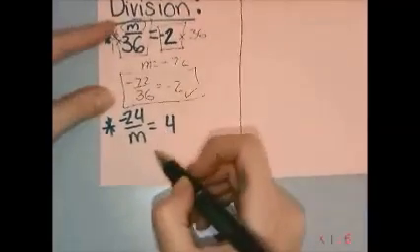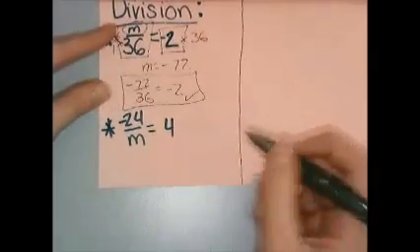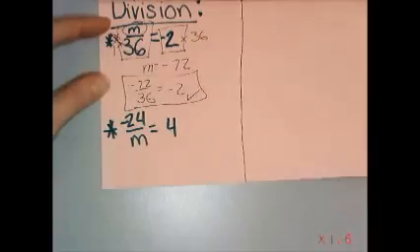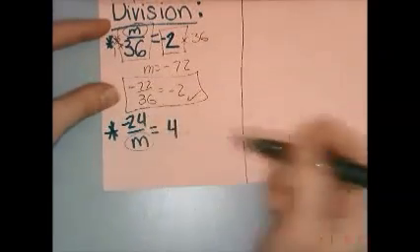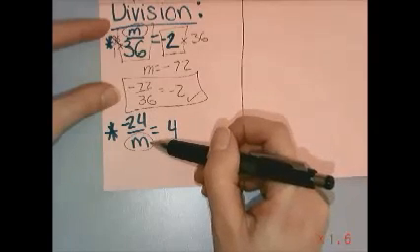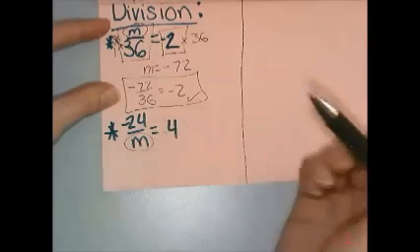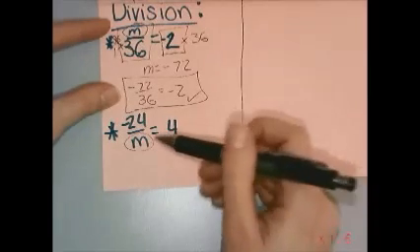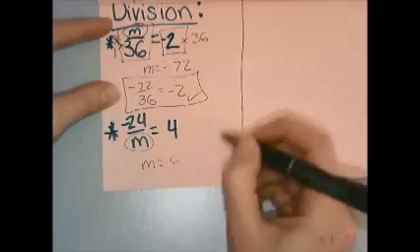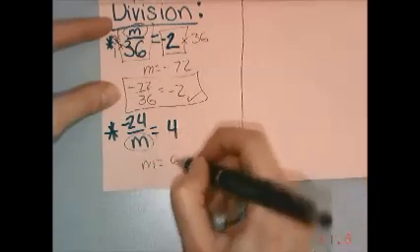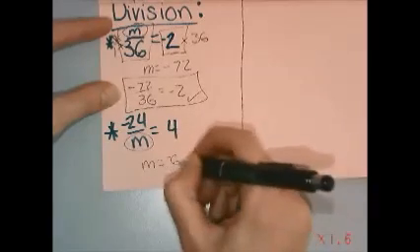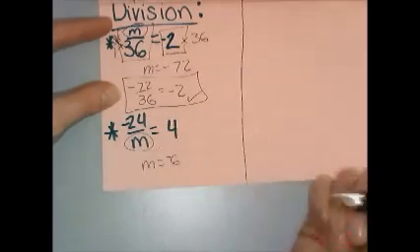Last one, negative 24 divided by m equals 4. Well, m is the denominator in this case. So whenever your variable is your denominator, you just use mental math. What number goes into 24 4 times? 6. So m equals 6. Oh, but if I check and put 6 in, negative 24 divided by 6 would give me a negative 4. So this has to be a negative, because a negative divided by a negative is a positive.